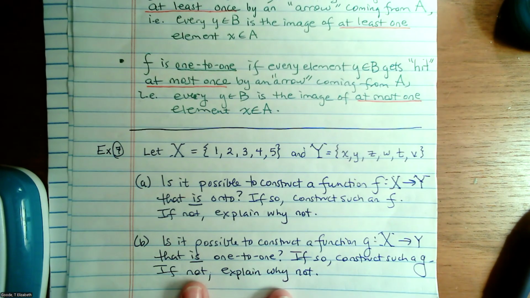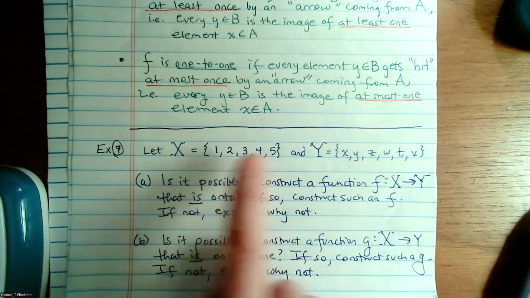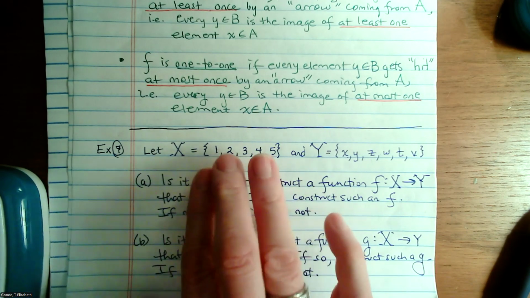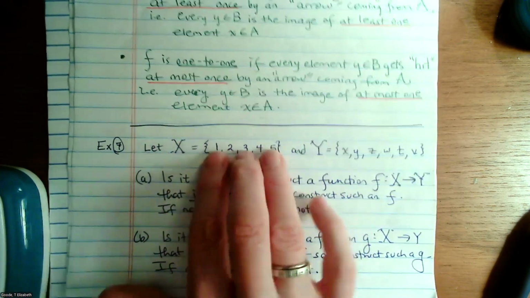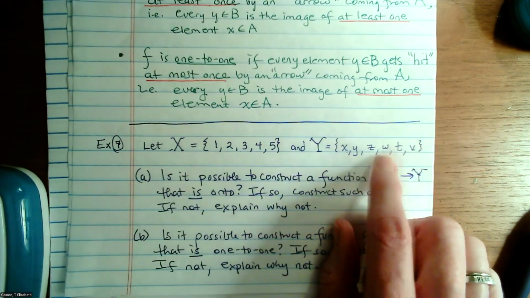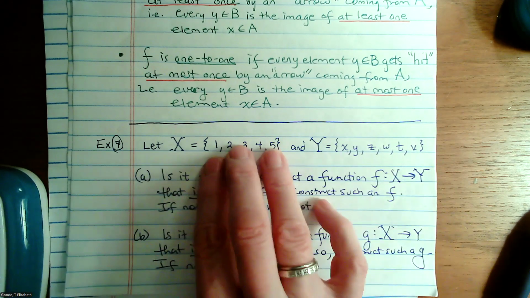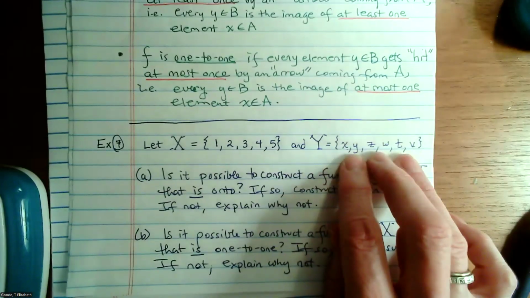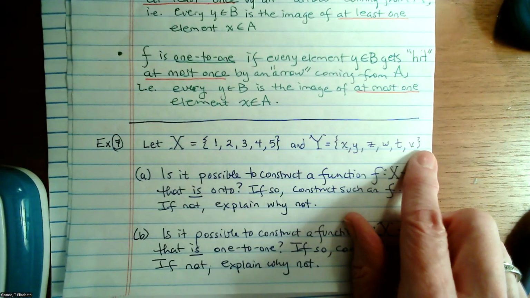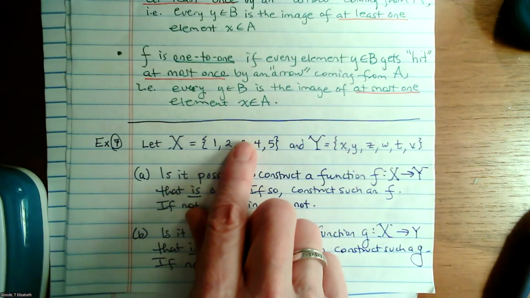What about one-to-one? Is it possible to build a one-to-one function from this X to this Y? In other words, can the arrows from X get spread out so that no 2 elements of X have their arrow shoot the same element over here? That's what one-to-one means. Yeah, it could be one-to-one, because we've got enough elements over here in Y that each element from the domain can have its own private partner that it doesn't share with a different element from X.